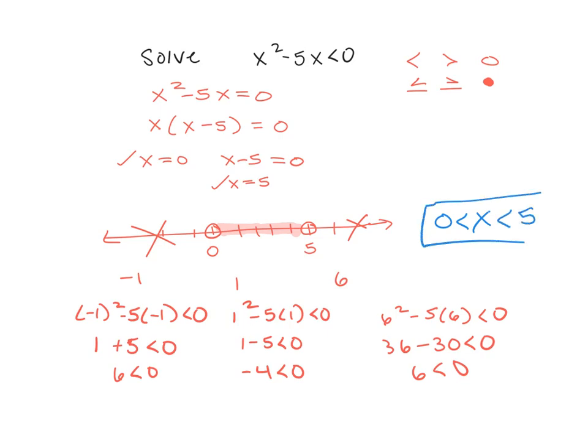And that set is the set of my possible solutions. It's really important to notice that because I have the area shaded sandwiched between 0 and 5, my x is sandwiched between 0 and 5.